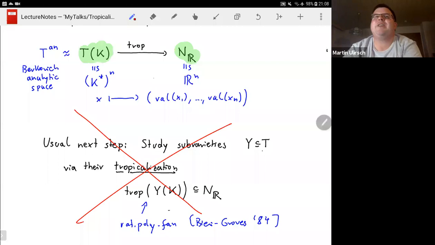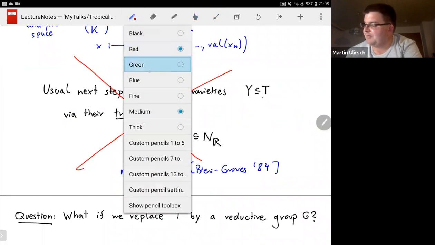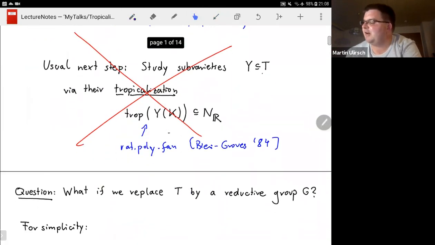What we are going to do is ask a very different question. Namely, here we have the torus. Well, what happens if instead of working with the torus, we wanted to tropicalize some reductive group? That's really the question I want to try to give some answers to in this talk.